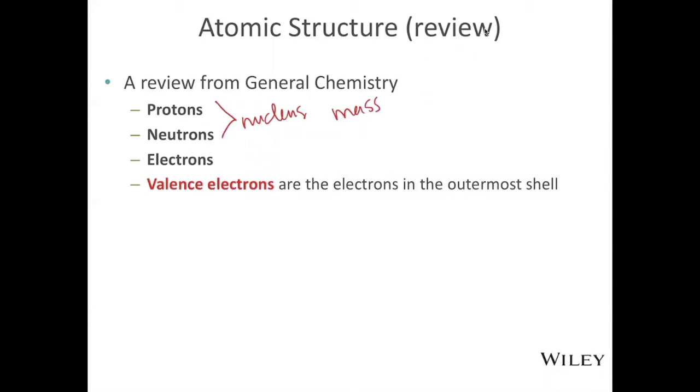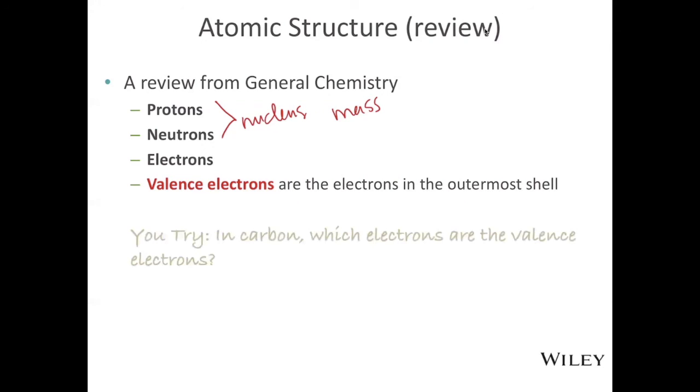And then remember the term valence electron. Those are the electrons that are in the outermost shell. And in organic chemistry, those are going to matter the most. Those are going to be the electrons that are going to be involved in the chemical reaction. And remember from the first slide, I said, it's all about the electrons in organic chemistry.